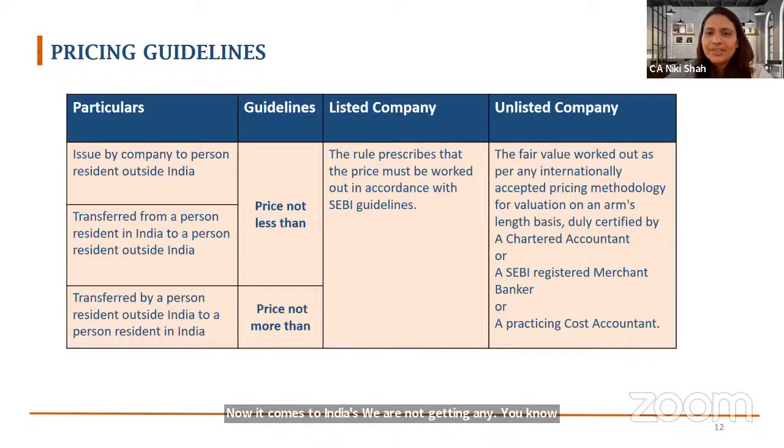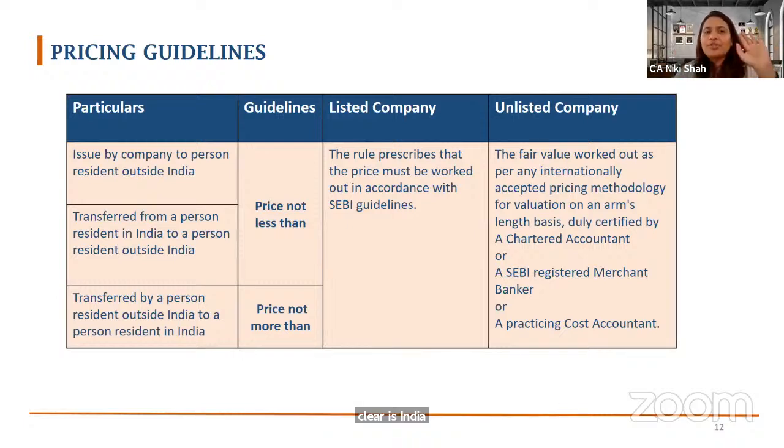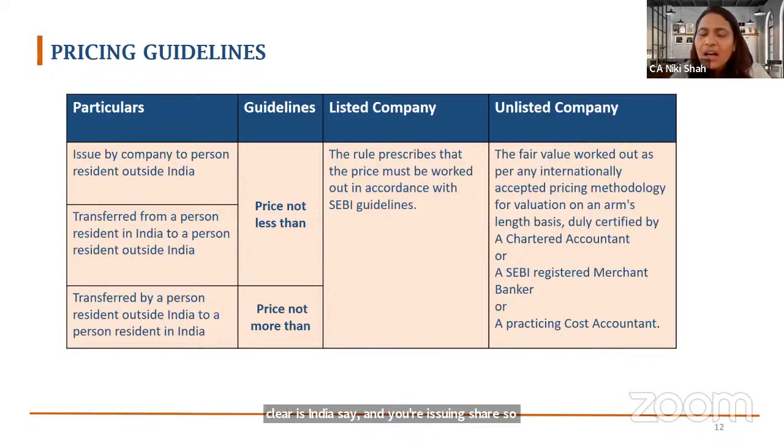So what is the issue price ka mechanism? So one thing very clear is, India se agar aap bech rahe ho and you are issuing shares to a person who is resident outside India, then the value should be higher than whatever is the fair value or whatever is the value which is determined by whom, who are allowed to do the valuations. So first of all, we said, okay, valuation of the company is required. Second stage, we say who can do the valuation of that shares or that equity instrument.